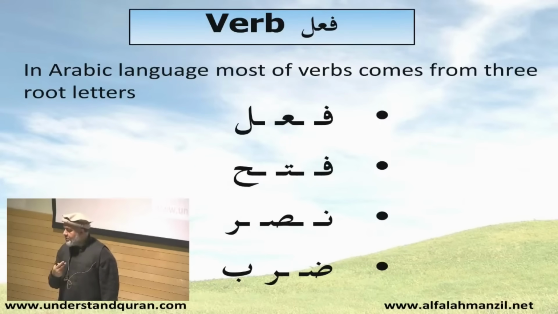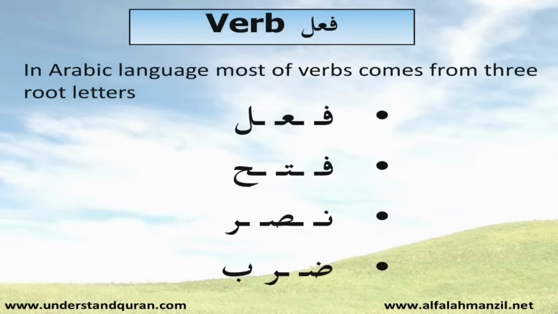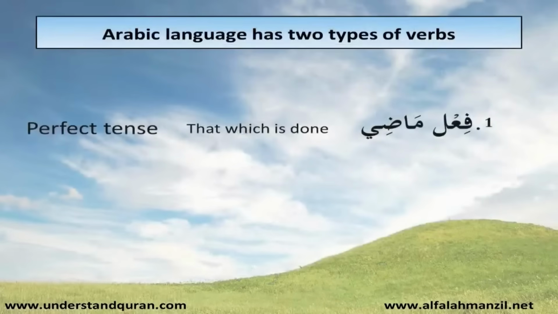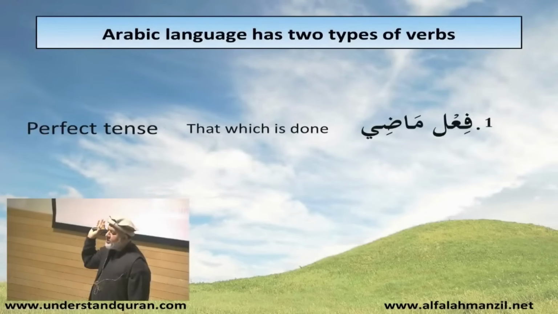Now, how many have we learned so far? We've been making 7, remember? Daraba, darabu, darabta, darabtum, darabtu, darabna, and hiya, darabat. But in total, how many? 14, right? So we have only learned 7, but there are 14 in total.